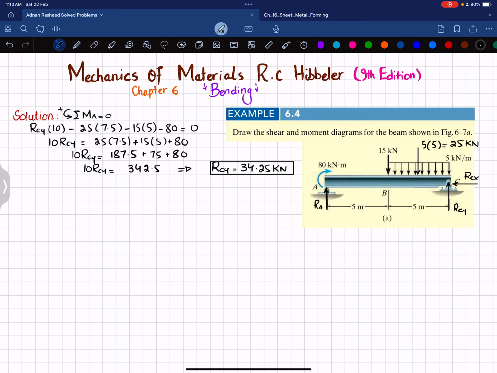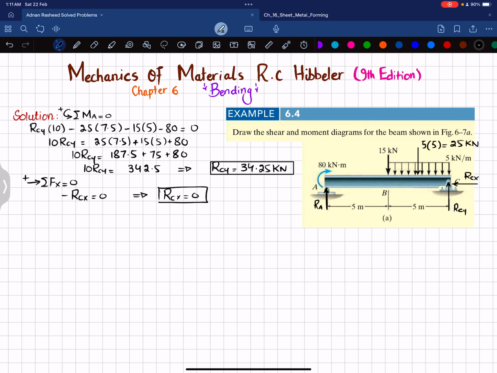Now we will find RCX by using another equation of equilibrium, that the sum of all forces along the x direction must be equal to 0, and force toward the right is taken as positive. And you can see that we have taken it toward the left-hand side, so minus RCX, and there is no other horizontal force, so it means that RCX is equal to 0.